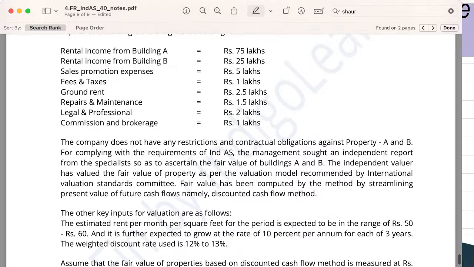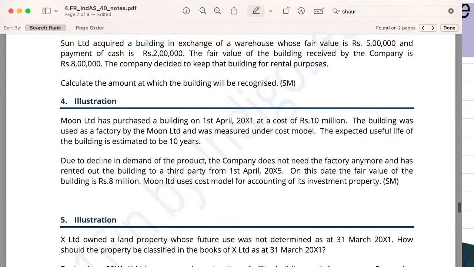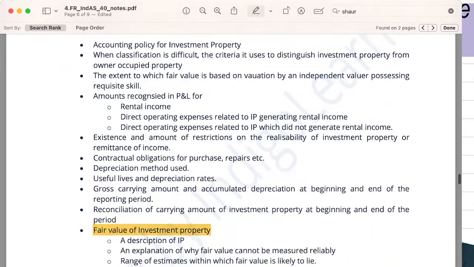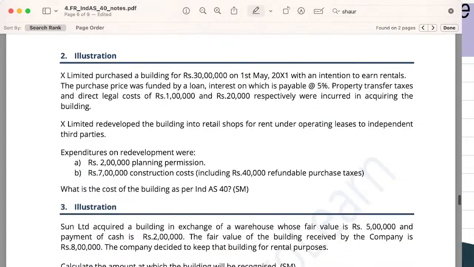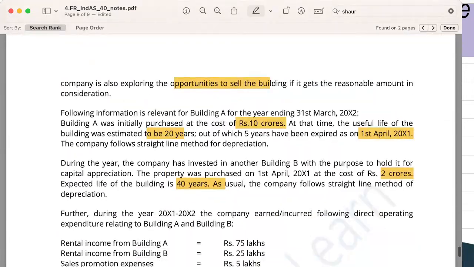Rental income from building A, building B, sales promotion expense, fees and taxes, ground rent, repairs, maintenance, legal and professional fees, commission and brokerage. Okay, so before we jump into this, a quick recap. You have to disclose amounts recognized in P&L for rental income, and direct operating expenses which generate rental income and which do not generate rental income, right? So that you have to disclose. So this is the one.